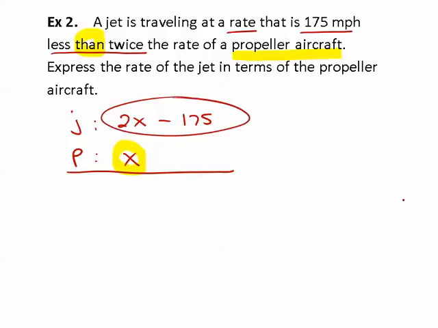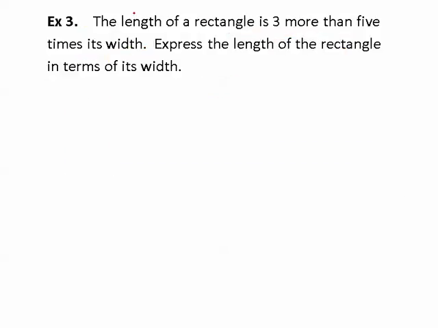All right, let's take a look at example number 3. In number 3 it says the length of a rectangle is 3 more than 5 times its width. Express the length of the rectangle in terms of its width. A couple different things we can do here. We can create our list. We're talking about the length and the width of a rectangle.